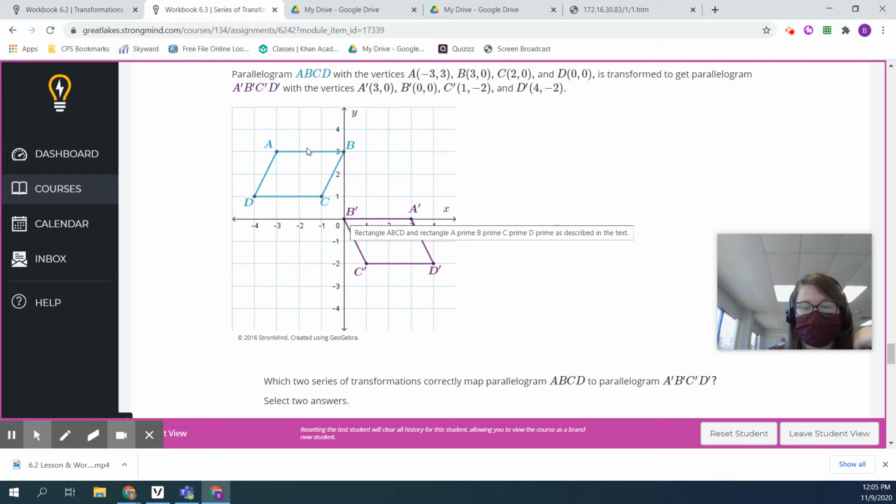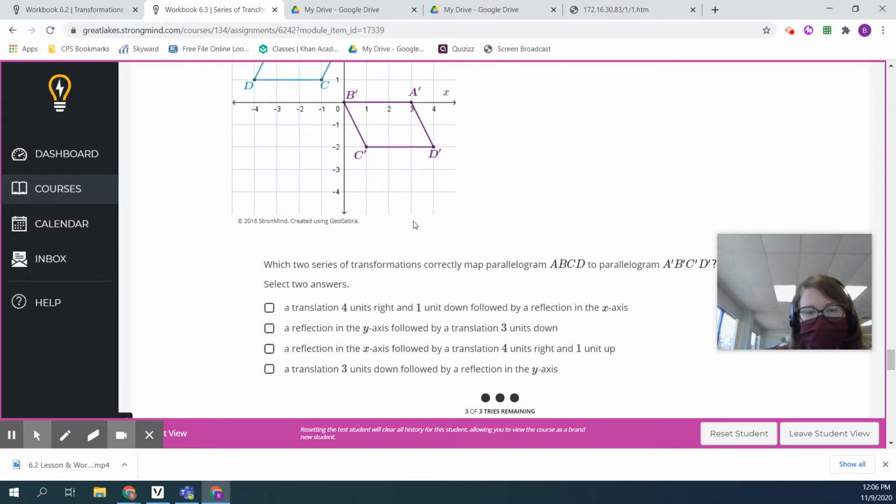And then I can also see that the order changed. So it probably went down 3 and then reflected across the y-axis. It could have reflected first and then gone down, but I'm looking for reflecting across the y-axis because A is here, now A is over there. So 3 away, 3 away. So either reflected and then moved down, or moved down then reflected. They'd be the same thing. So let's see. Reflecting across the y-axis, 3 units down, or 3 units down, followed by reflection. I think either one of them. It says select 2 answers, so we should get it.